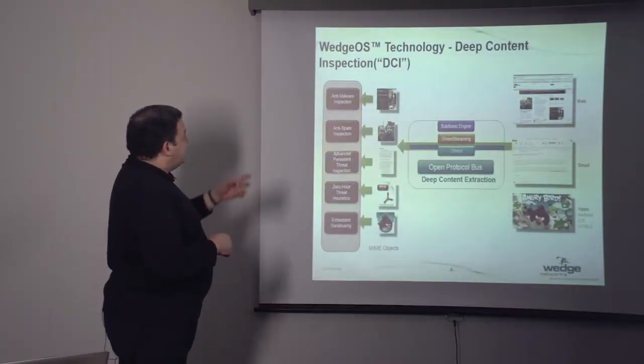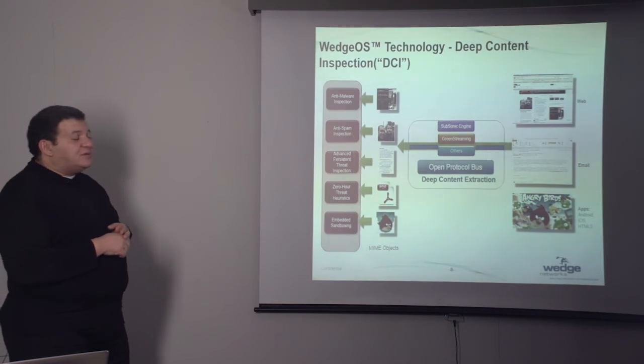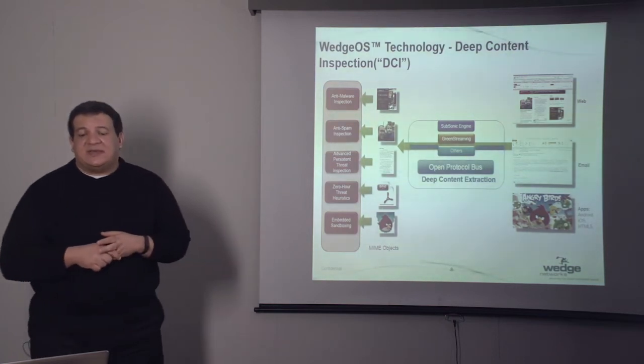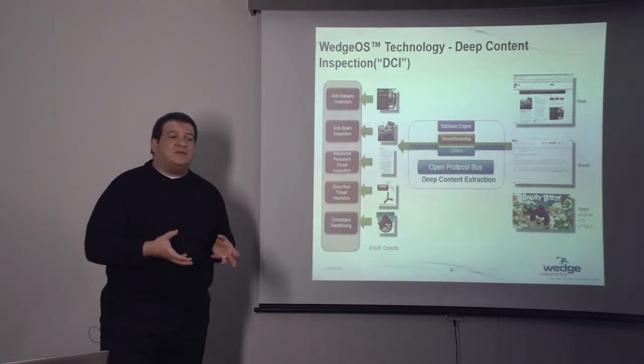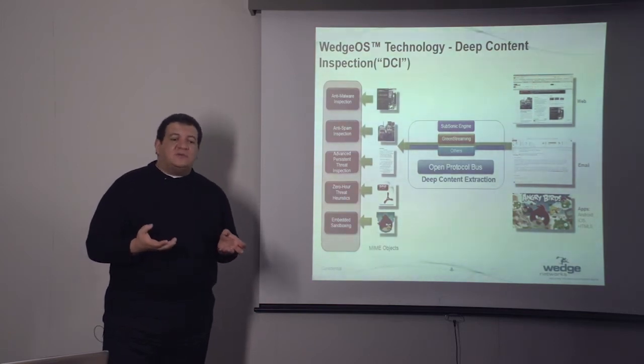So we can scan for things such as anti-malware, we can scan for things such as anti-spam, and we can also scan for zero-hour threats using heuristics as well as APTs, and we can also have embedded sandboxing. All of these are built into our engine. Now, what does that mean? It means that we can now do a lot of things.